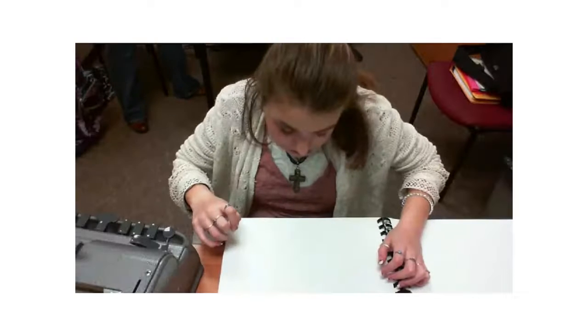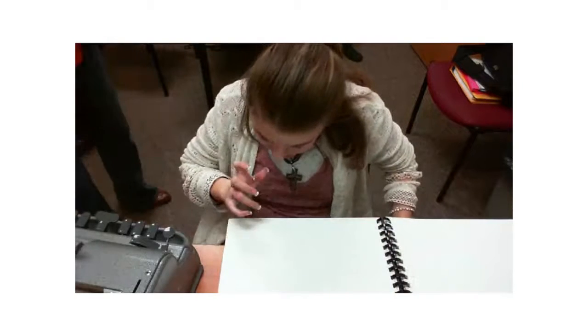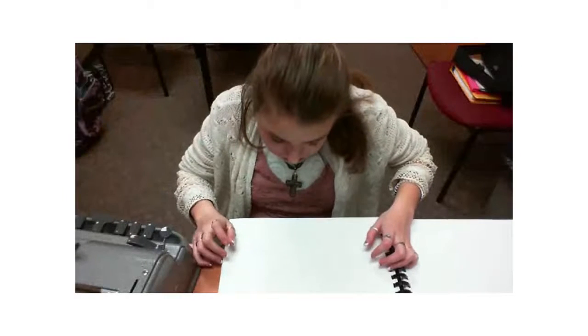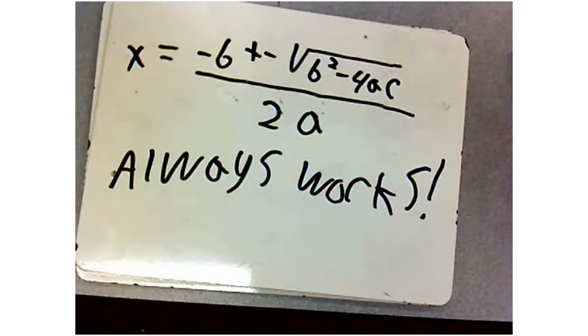I'm serious. It is Thursday, March 19th, 2015. We are on page 313. We're going to talk about the quadratic formula, which is another way of finding the zeros.